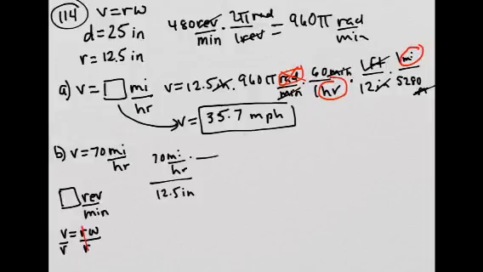So 1 mile, 5,280 feet, and so that cancels mile. 1 foot, 12 inches. Foot cancels foot. And now I can cancel inch with inch, okay? So I need to change that hour to minutes. So 1 hour, 60 minutes, and so hour cancels hour.